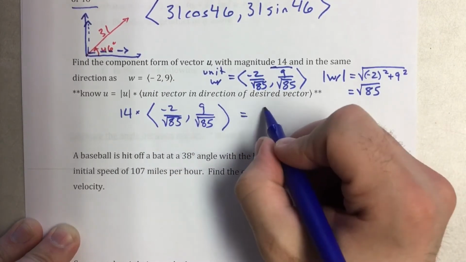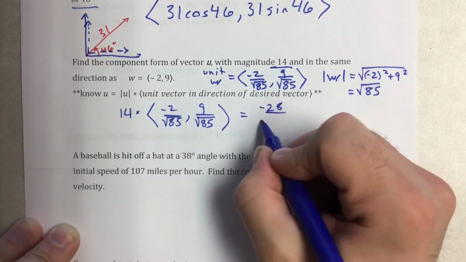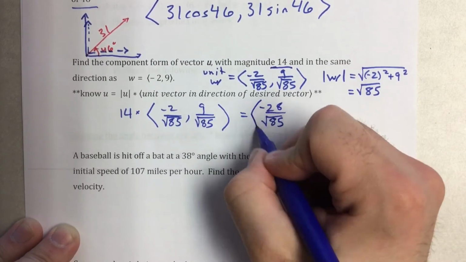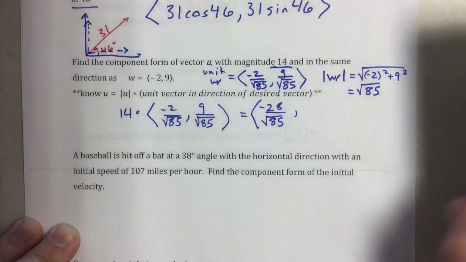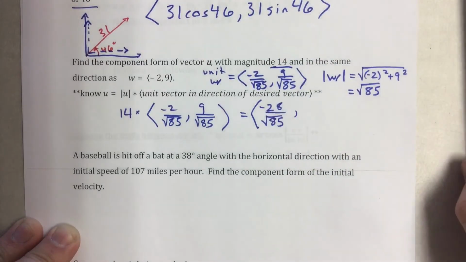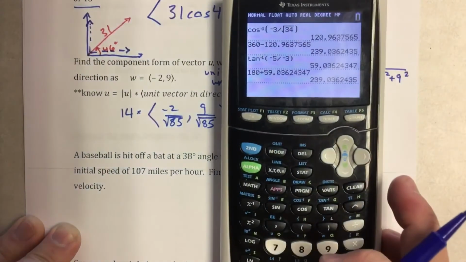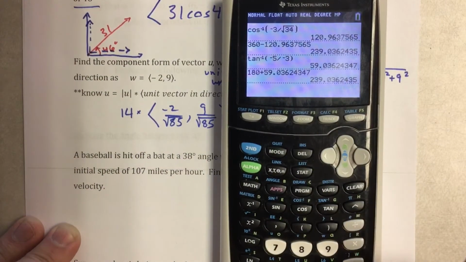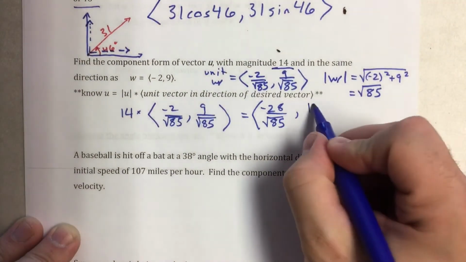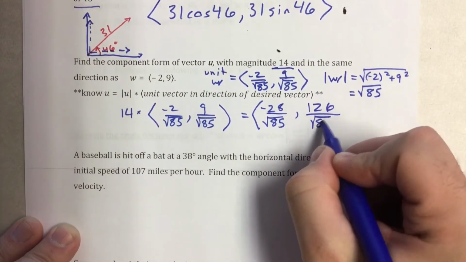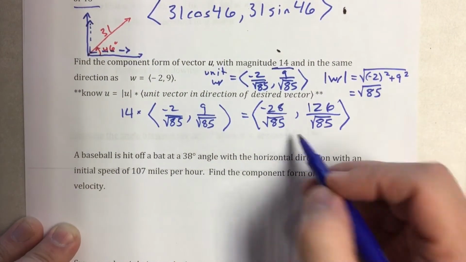Okay, and that would give us negative 28 over root 85. And then 14 times 9, I believe this is going to be 126. Okay, and there we go.